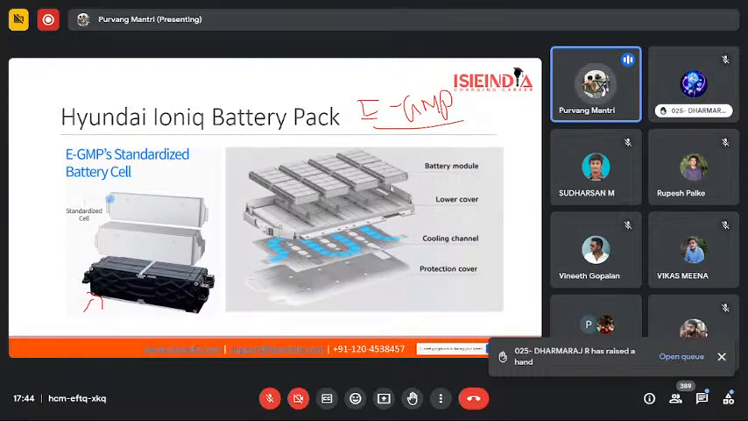It is not currently being used in their Kona, but they are going to use it in their new range of EVs, which is the Ioniq range. And they are again using the bottom plate cooling method in this. You can see the cooling channel is provided at the bottom of the battery pack, and it will absorb the heat from the top, and it will keep the temperature of the battery cells at a minimum or at its working temperature.